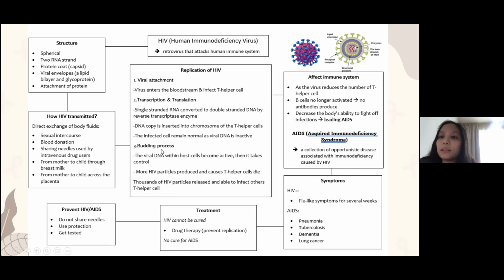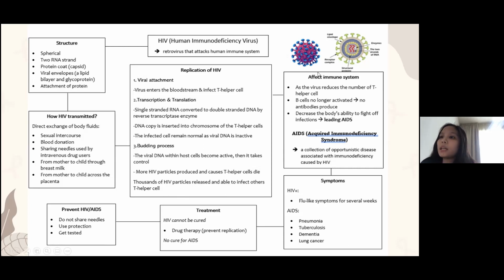Then the budding process. The viral DNA within the host cells becomes active, then it takes control of the cell machinery of the T helper cells. This causes more HIV particles to be produced and causes T helper lymphocytes to die. Thousands of HIV particles are released and able to infect other T helper cells.